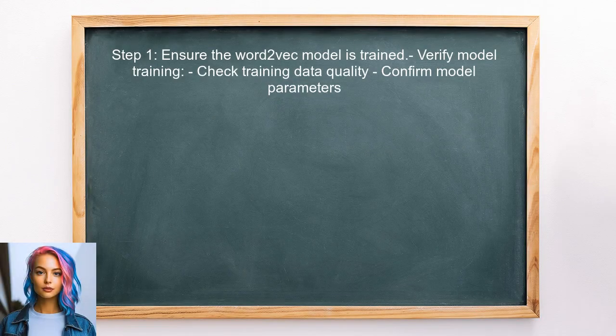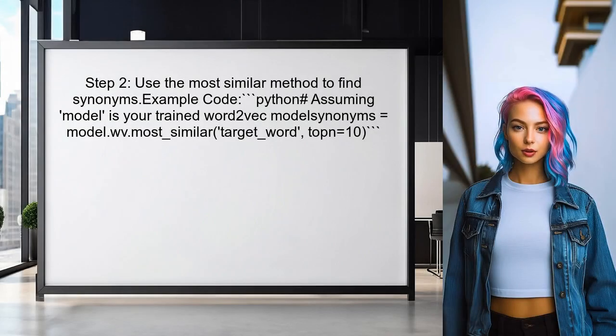To find synonyms using the Word2Vec model in Gensim, the user should first ensure that their model is properly trained. This is crucial for obtaining accurate results. Next, the user can utilize the model's most_similar method to find synonyms. This method retrieves words that are closest in vector space to the target word.